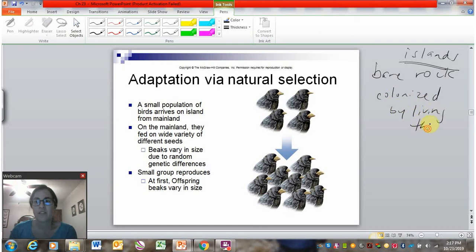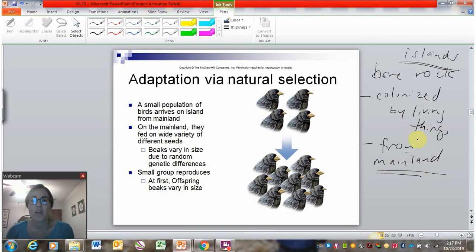And so those living things have to get there. So they have to come from the mainland or some other nearby site, like another island. Okay, but generally they're coming from the mainland. So when you have a new island, you're going to get a small population that arrives on the island from the mainland, right? So this is when the island has newly formed.